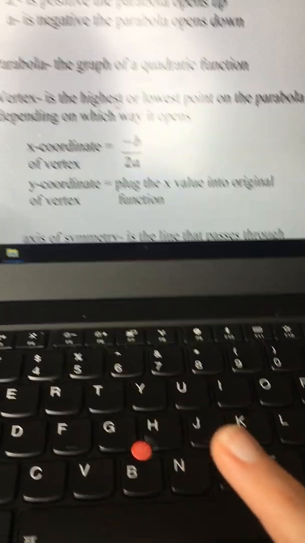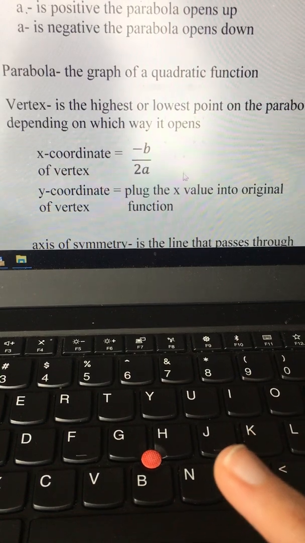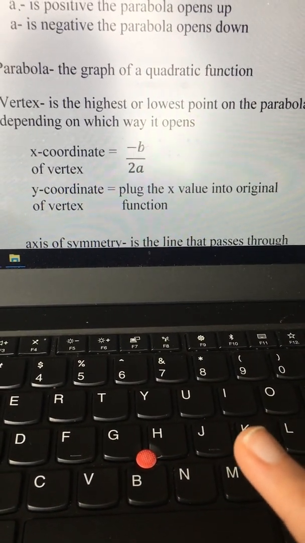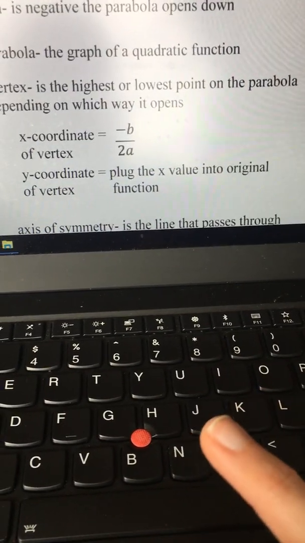To find the second part of the vertex, the y piece in the ordered pair, parentheses, comma, parentheses, we take what we get here and we plug it into the original function.